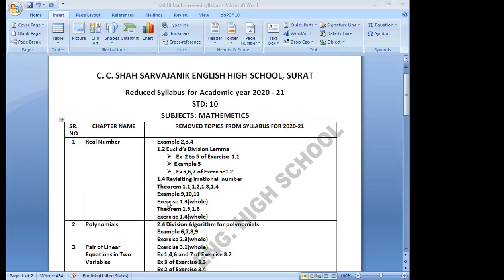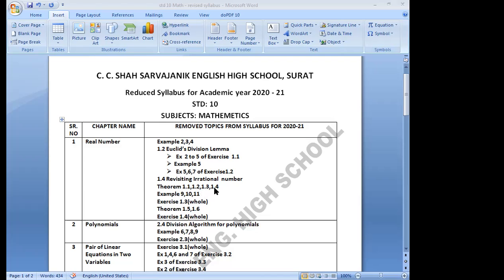Then next, 1.4, revisiting irrational numbers. This is the topic which is excluded, especially in it. On page number 12, you can see theorem 1.3 is excluded. On the same page, theorem 1.4 is also excluded. Means you can see all the theorems 1.1, 1.2, 1.3 and 1.4 are excluded from the syllabus.